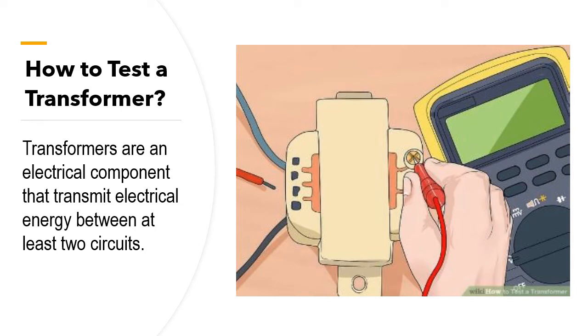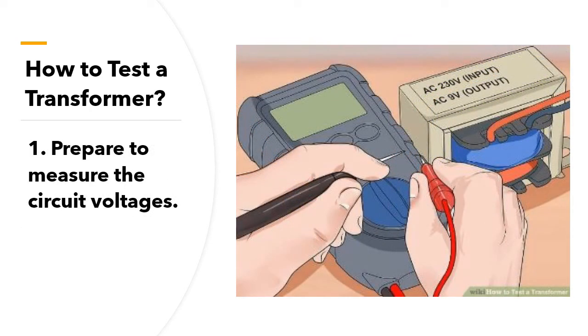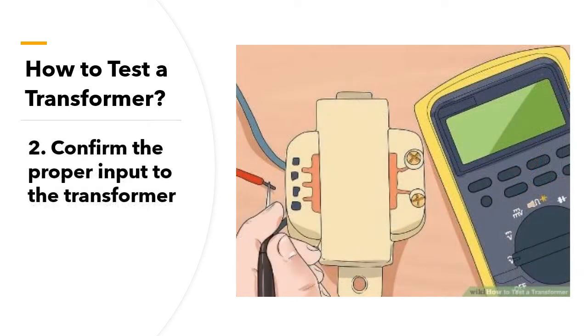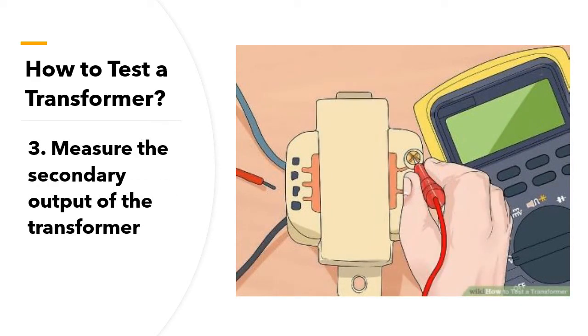How about how to test a transformer? Transformers are electrical components that transmit electrical energy between two circuits. How do we test a transformer? Step 1. Prepare to measure the circuit voltage. 2. Confirm the proper input to the transformer. 3. Measure the secondary output of the transformer.